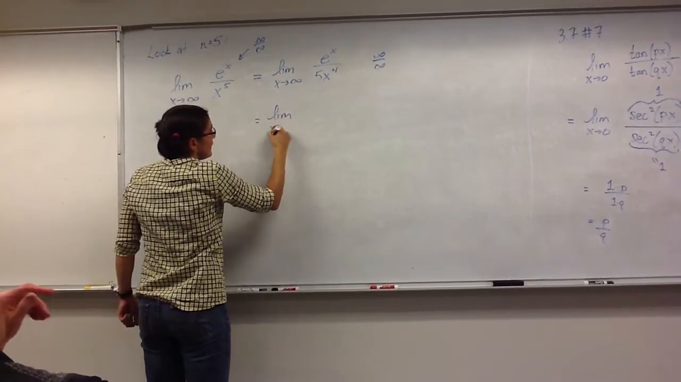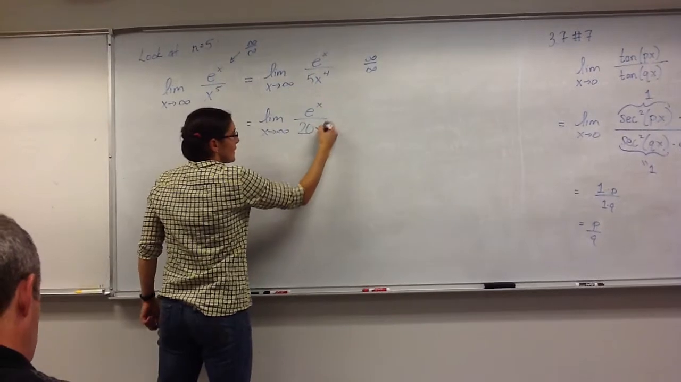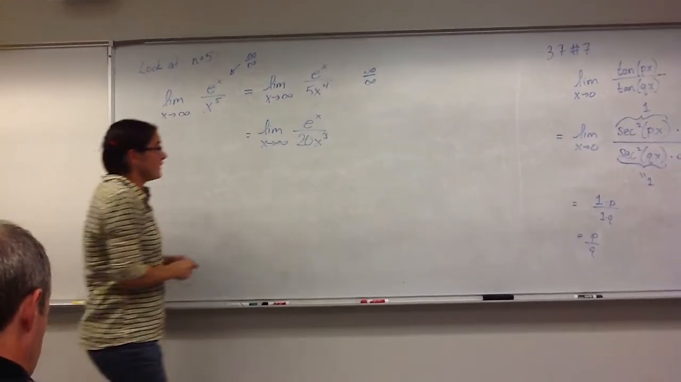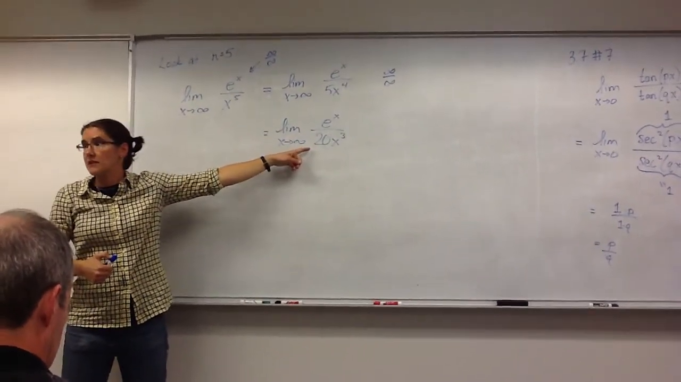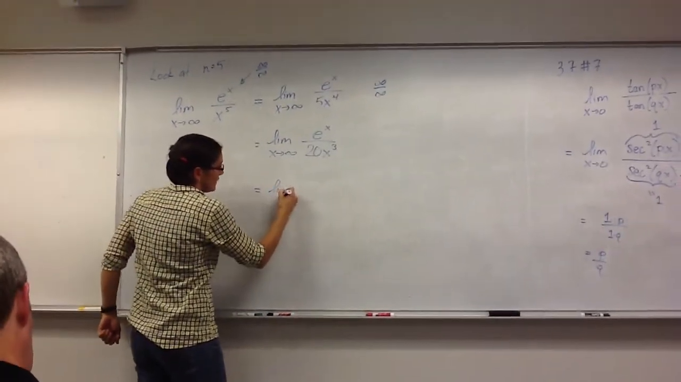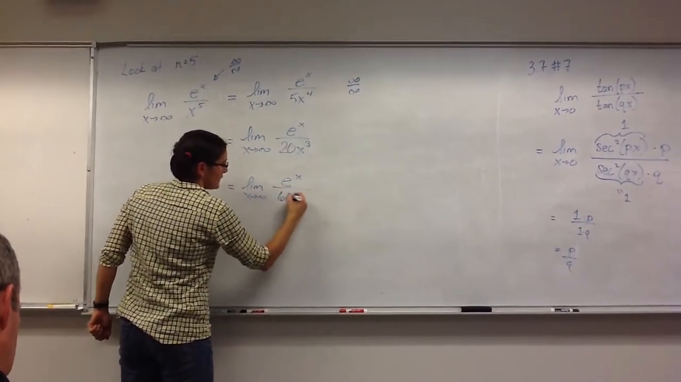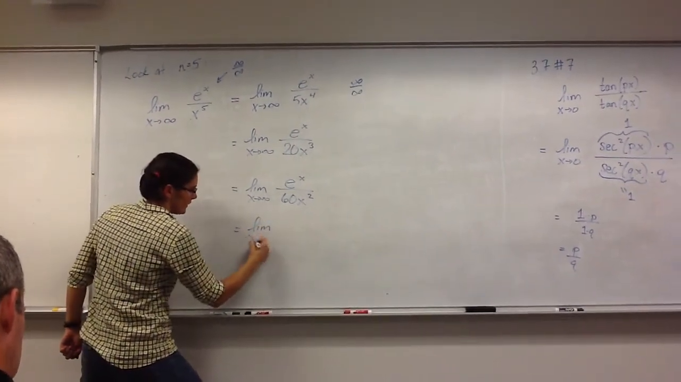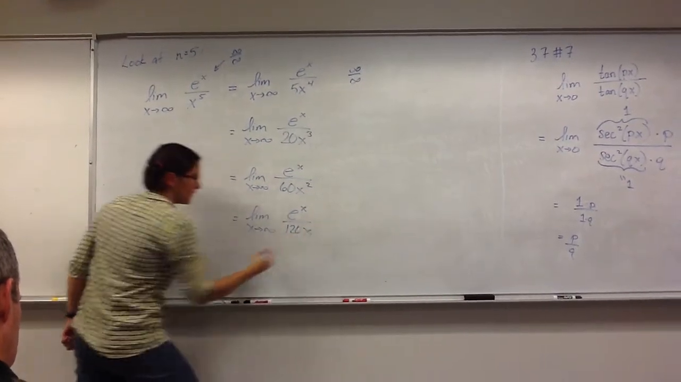So we've got the limit as x goes to infinity of e to the x over 20x to the 3rd. All right, our power is going down, but still we have an x in the denominator. In fact, if we do this 3 more times, then we're going to totally get rid of that x in the denominator. So let's go ahead and do that. We've got the limit as x goes to infinity of e to the x over 60x squared. We'll do it again. Limit as x approaches infinity of e to the x over 120x.